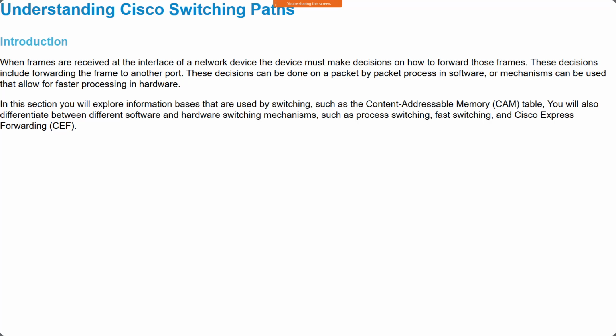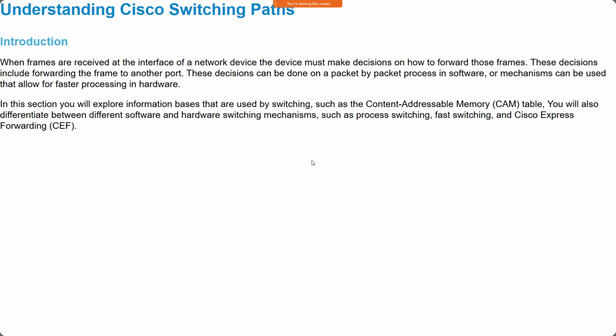We know that switches do MAC address learning and they make decisions based on a layer 2 frame, right? But we'll talk about different switching methods, like what is store and forward switching, what is cut-through switching, what is fragment-free. We'll talk about Cisco Express Forwarding and how that allows the switch to do hardware-based forwarding as opposed to software-based forwarding and so on. So that's what we're looking at in this particular section here.